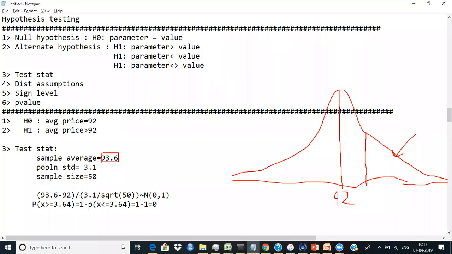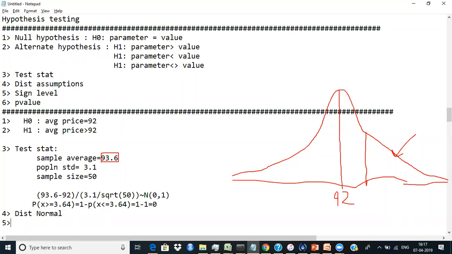Now, next comes the distributional assumption, though we already have it from the central limit theorem. Distributional assumption here is normal, right? So what is the distributional assumption? Normal. Normal why? Under central limit theorem, right?